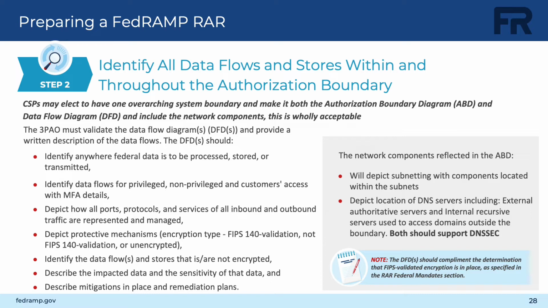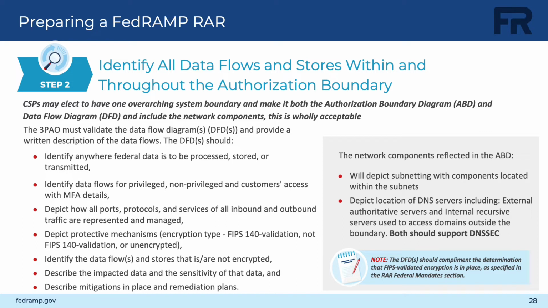For each data flow, clearly depict protective mechanisms as FIPS 140 validated, non-FIPS 140 validated, or unencrypted. Identify the data flows and stores that are not encrypted. Describe the impacted data, such as government data, government metadata, or CSP data. Describe the sensitivity of the impacted data, for example, low versus moderate. Describe any mitigations in place, and describe a remediation plan and projected date of remediation where appropriate.